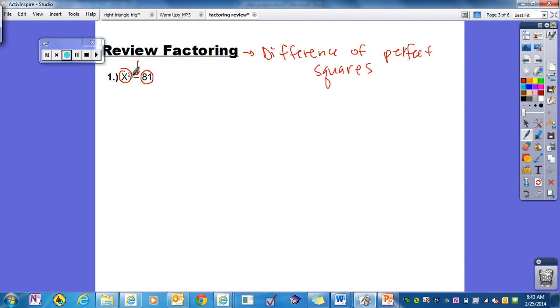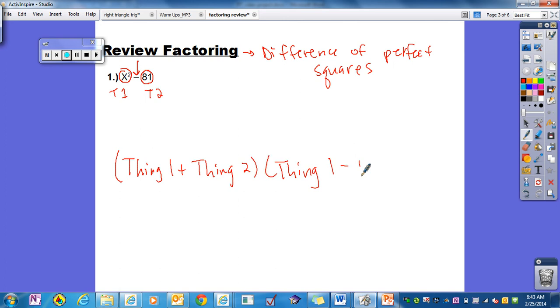I'm not sure how you learned this before, but the way that I've taught this is you have these two things here. So you've got a thing 1 and you've got a thing 2. In the very end, when you're done, you're going to take thing 1 and add it to thing 2, and you're also going to do thing 1 minus thing 2. As long as there's a difference, this type of factoring is going to work.